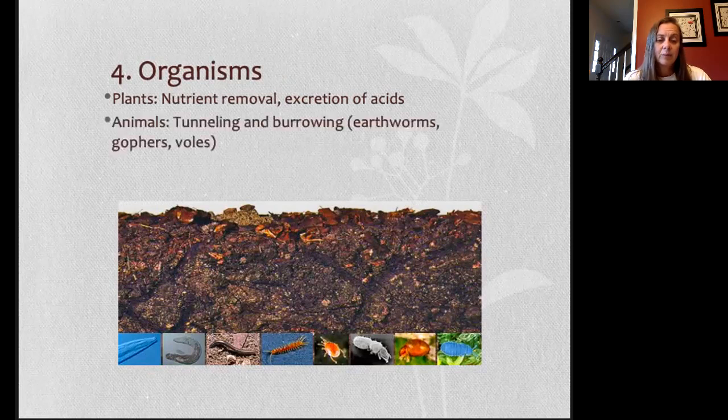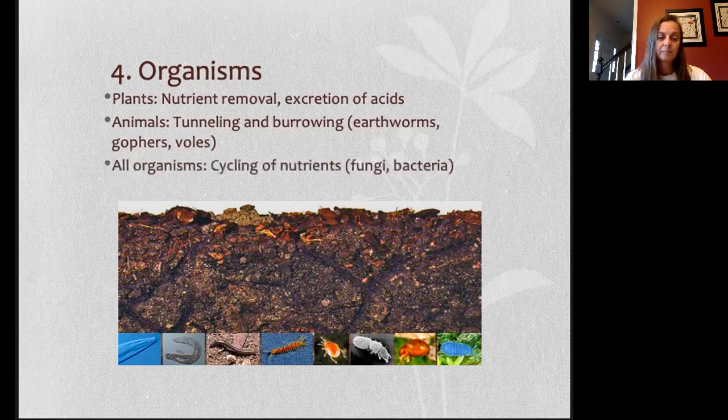These tunneling and burrowing animals that live in the soil tend to increase the ability of the soil to take up water, but also to hold oxygen for plant roots. And so they tend to increase the productivity of soil. And then, of course, all of our organisms are going to participate in the cycling of nutrients. Obviously, our decomposers, our fungi and bacteria, are going to be particularly important in that part of the cycle.